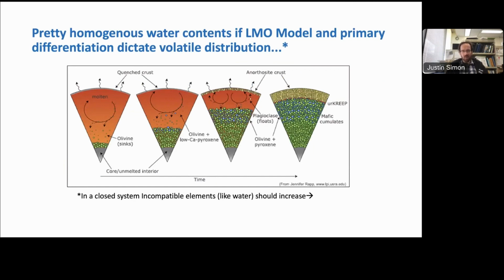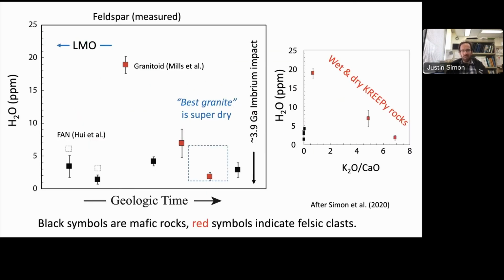I think the next slide is where I answer that. And I'm just going to skip that slide so I can make the point. But what you see here is this relationship between water and the potassium-calcium ratio, and you see the opposite of what we expect. This granite that I've called the best granite is really super dry, more like all the mafic samples that we characterized.